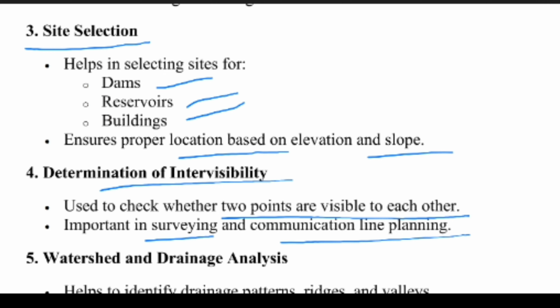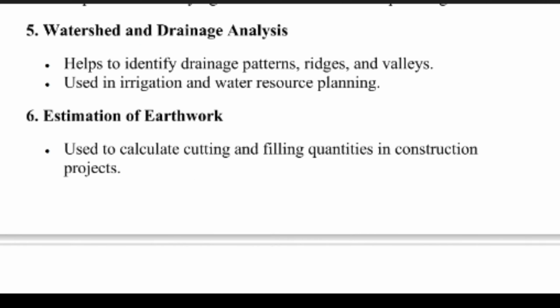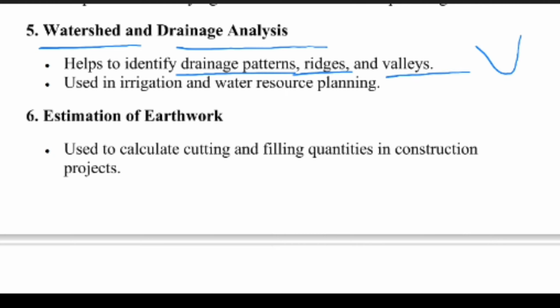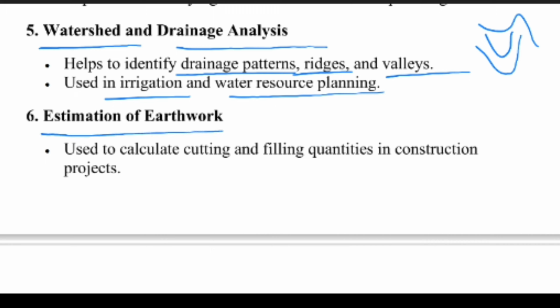Next is watershed and drainage analysis. We have to identify the drainage pattern in the watershed, and find the ridges and valleys. We can use the contour map for irrigation and water resource planning. We can also use it for earthwork estimation, calculating the cutting and filling quantity of the construction.